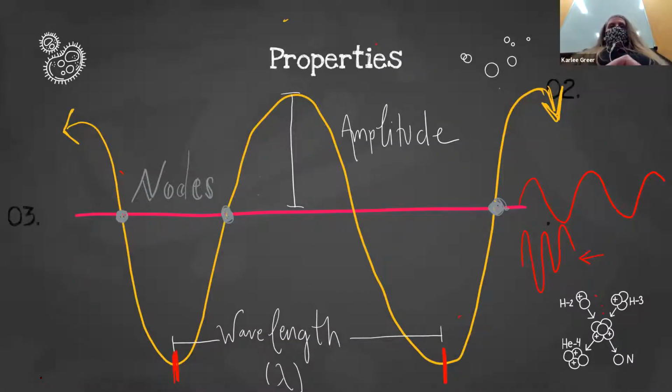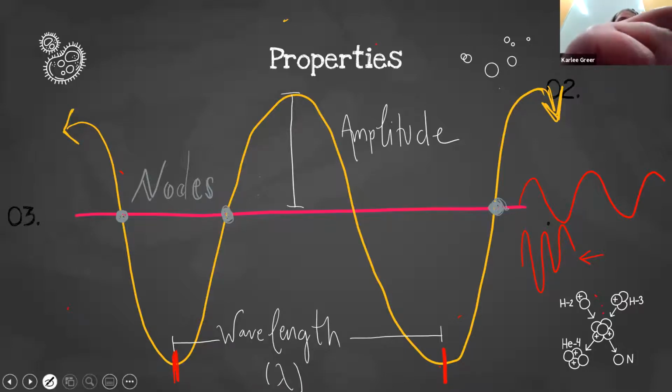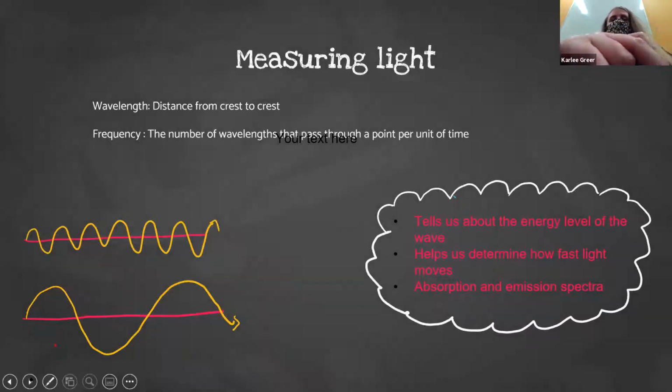And then the properties of the wave, we have our nodes, which are just the zero energy point on the axis of the wave. The amplitude is going to be from the node to the peak of the crest or to the peak of the trough, whichever is easier to think about for you. And then a wavelength is just the distance from the same point on the wave, which we'll talk about on this next slide. So to measure light is just going to be the distance from crest to crest.